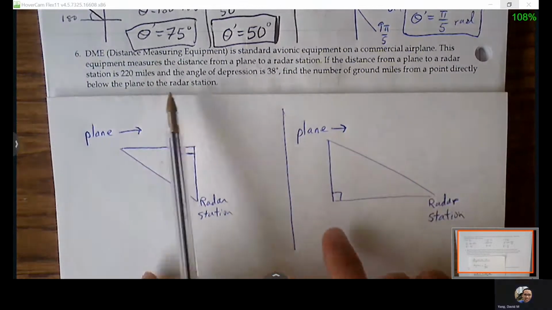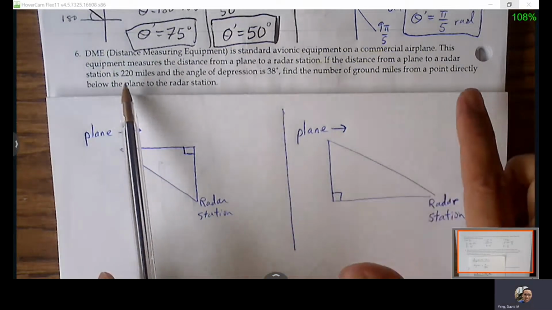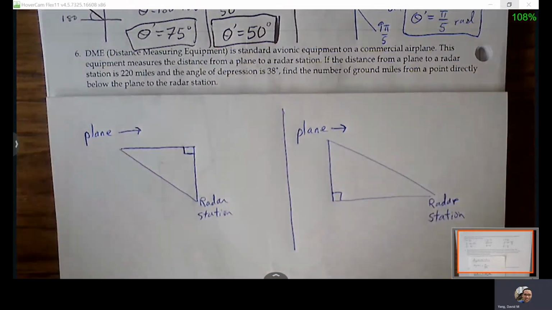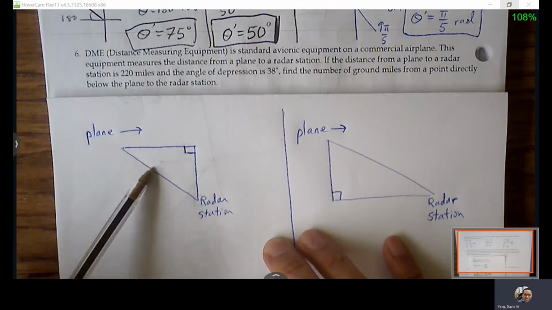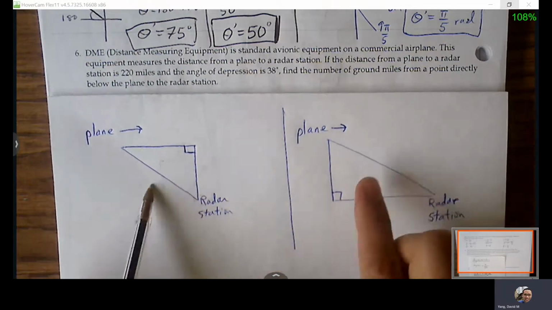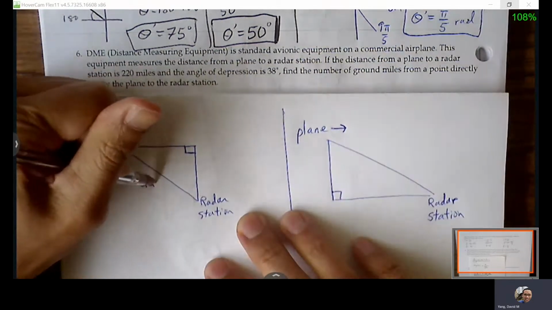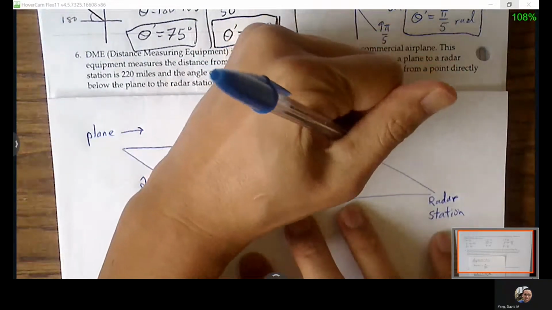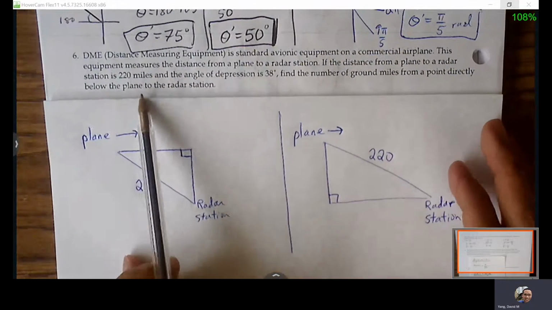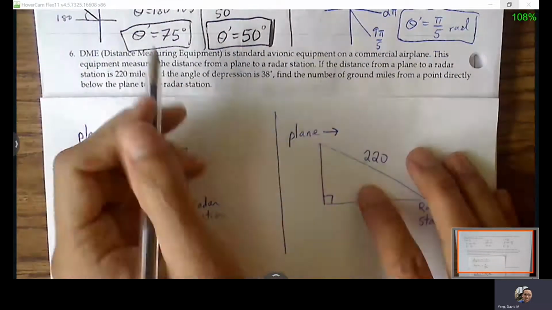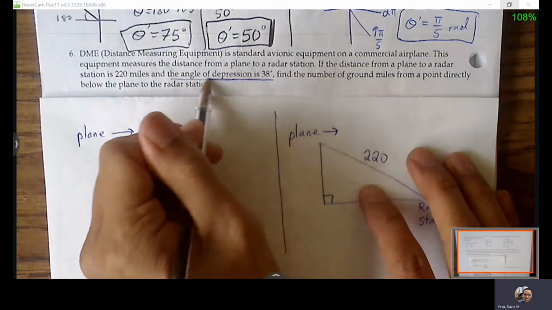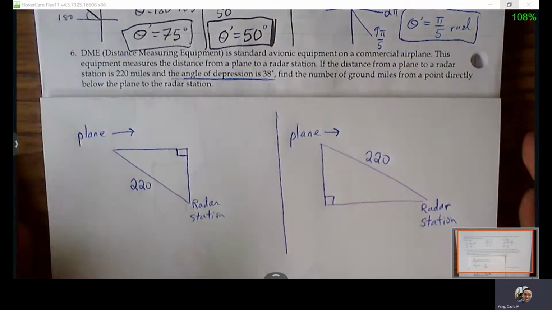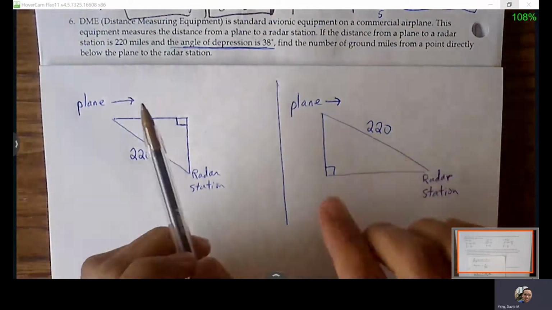All right, so this radar station is 220 miles from the plane. So where can we put 220? Good, it's the hypotenuse, right? Either here or here. Either one's fine. Okay, but not the horizontal, right? We're looking at that direct distance between the plane and the radar station. Okay, it says the angle of depression is 38 degrees. What did I say before with angle of depression? Just treat it as the what? Angle of elevation. Okay, so I want to talk about that for a second here.